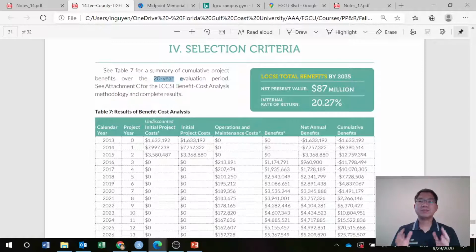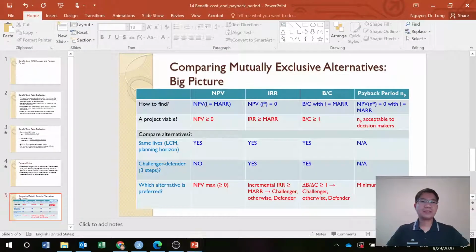And if you're interested, please go ahead to read the report, one available on Canvas for this project, and to understand how people determine the benefit, operation maintenance cost, initial cost, etc. So let me go to the last slide, and it's important so that give you a big picture that we cover all the method that we discussed in terms of financially evaluating project alternatives, and that is the last slide in here in today's class.